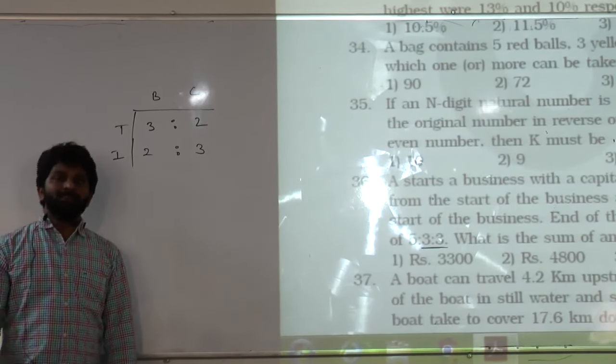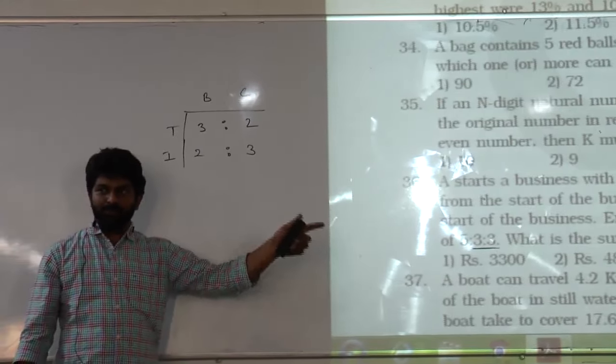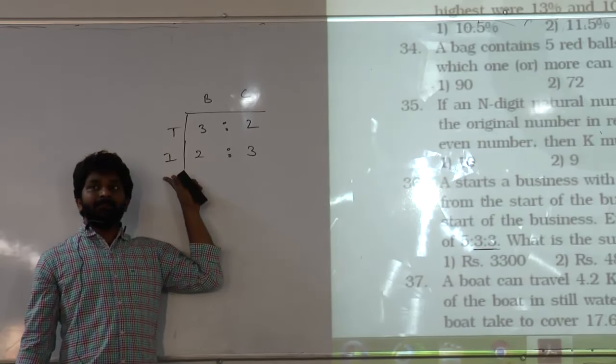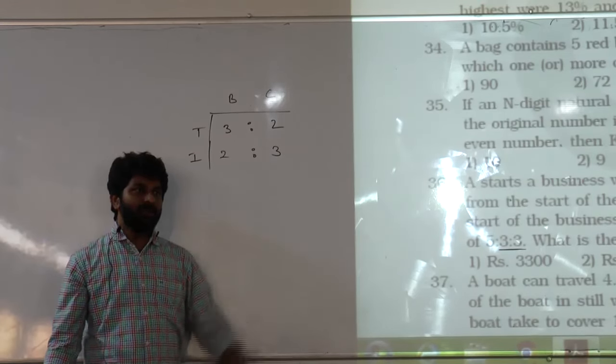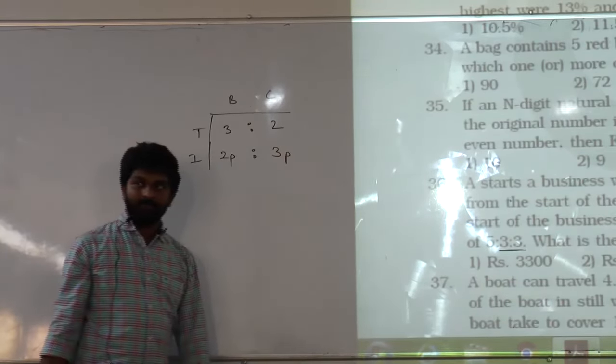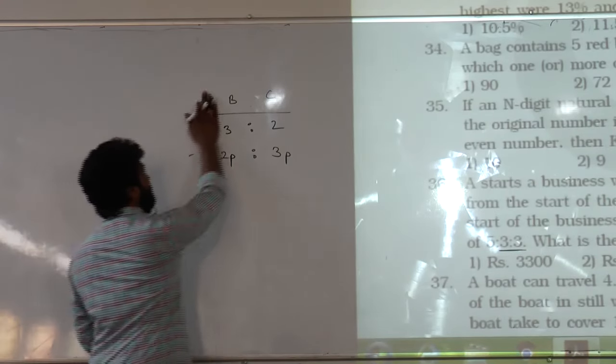The profit sharing ratio of A, B, C is given as 5:3:3. B and C both are getting the same profit. So the investments of B and C must be in the ratio 2:3. I will treat it as 2 parts and then 3 parts. Okay? Right.